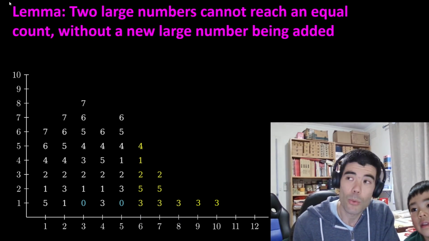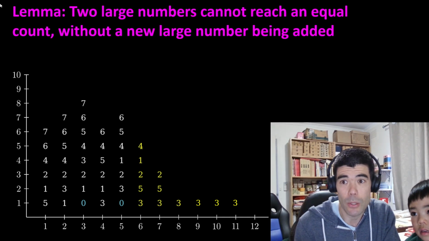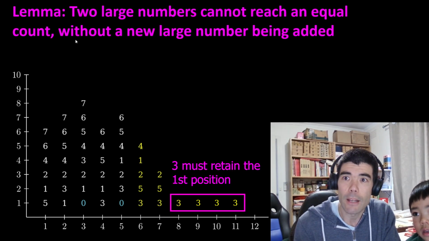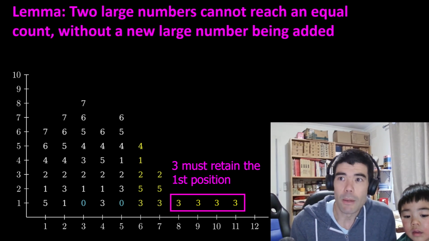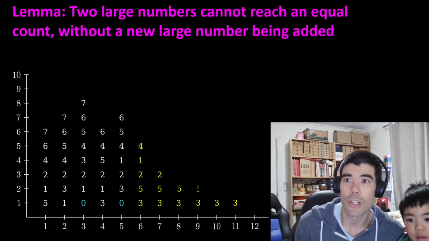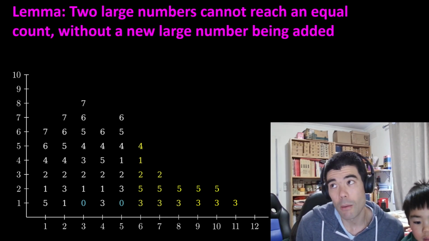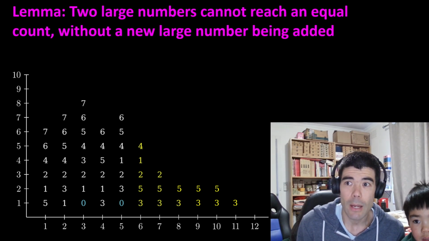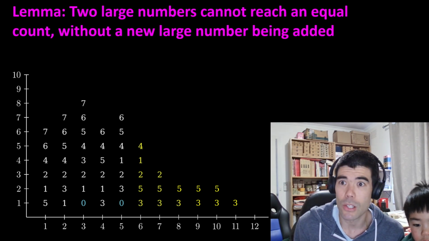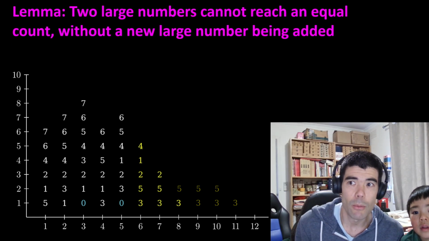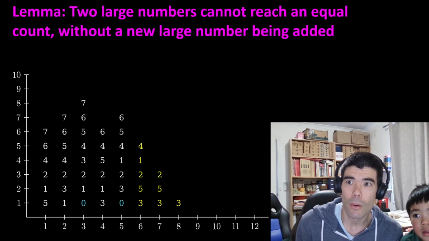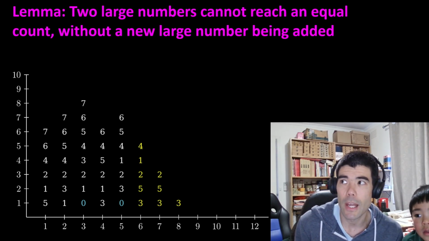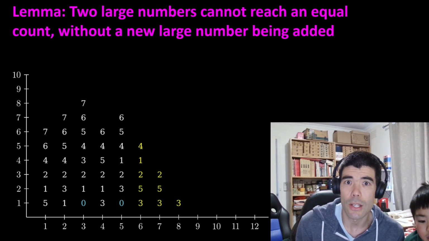Now, with that, we can conclude that the first repeating number to reach a count of x must also be the first one to reach a count of x plus 1, x plus 2, and so on, and would always stay in that first position. The same lemma implies actually that the second number to reach a count of x must also be the second one to reach a count of x plus 1 and would always maintain that second position. Again, because if another number were to overtake it, that would require that number appearing twice in the sequence before p reached a count of x plus 2 and a new large number was added.